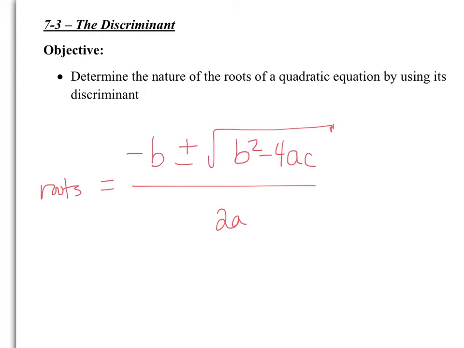What if this quantity is greater than 0? The whole quantity b squared minus 4ac is greater than 0. What kind of roots do we have? Instead of imaginary, we have real roots. Now, we can be even more specific, and we can go through more situations with b squared minus 4ac. So that's the goal of today.